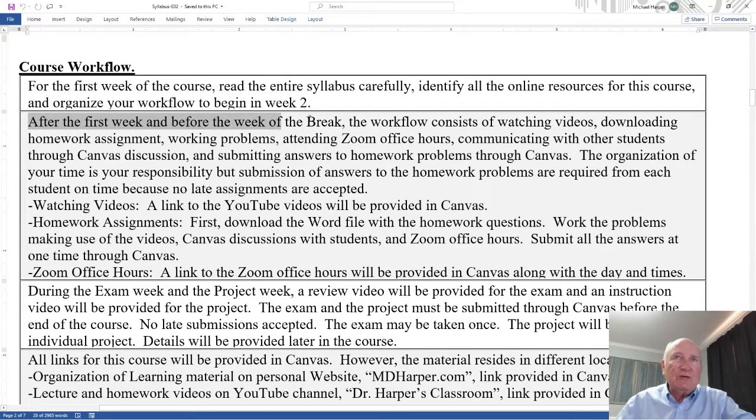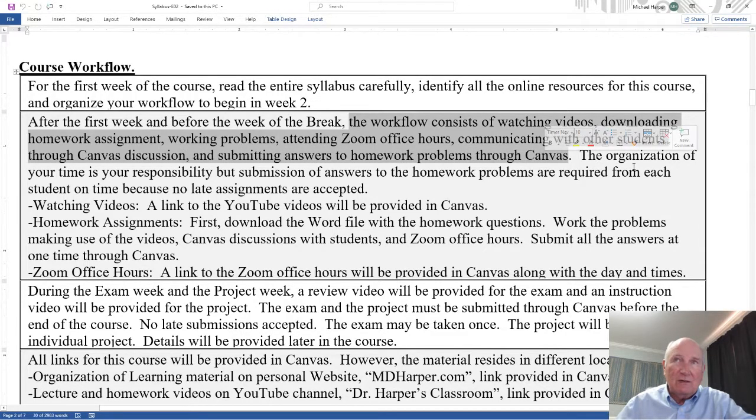Now, after the first week and before the week of spring break, the workflow consists of watching your videos in Canvas and also on the website, downloading homework assignments, working the problems, attending the Zoom office hours, communicating with other students through Canvas discussions, submitting answers to your homework problems through Canvas. So you have a lot going on.